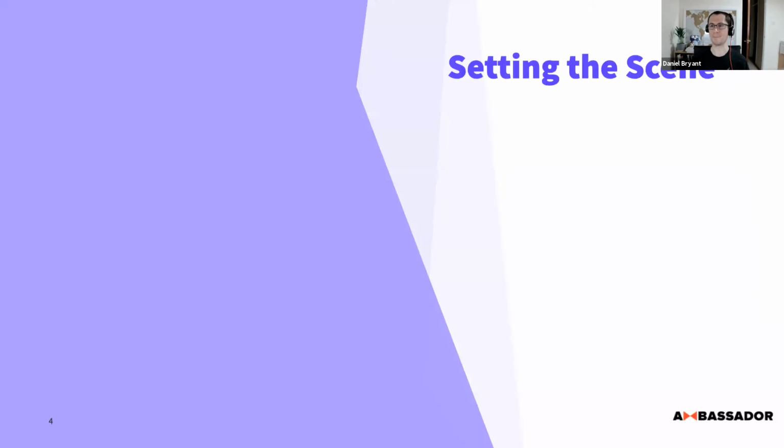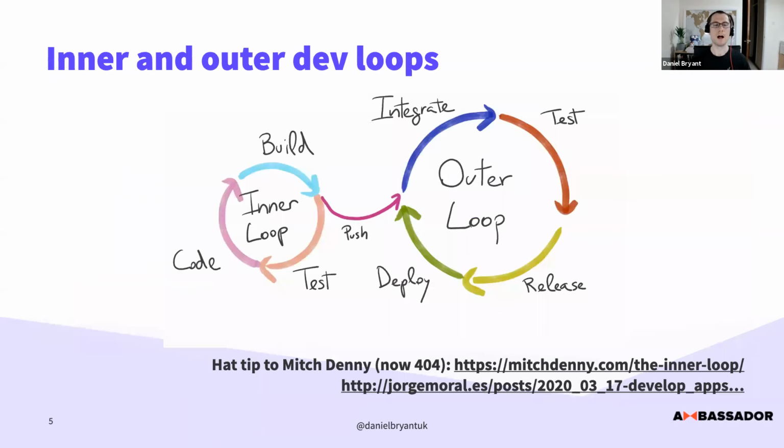Brilliant. So setting the scene. I'm sure many of you recognize this, right? The inner and outer dev loops when you're coding away. So if you're doing TDD, that inner loop should be really obvious, right? You do a test, you write some code. Does it, red, green, refactor, right? Does it pass a test?